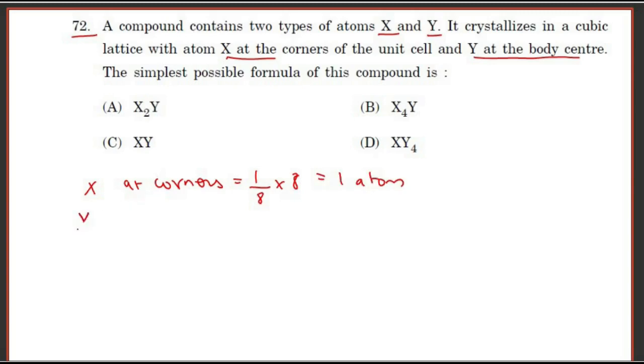Let us take compound Y, which is at the body center. This is a body centered cubic lattice. Hence Y is at the body center. For the body center, for one cubic lattice, there will be 1 atom.